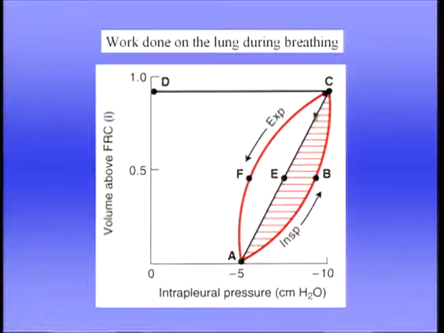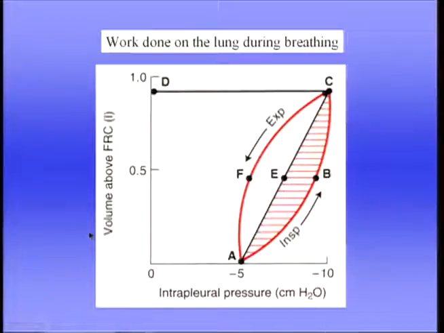would be determined by the compliance of the lung. As the volume increased, the intrapleural pressure would fall, and if there was no airway resistance, the work done on the lung would be indicated by the area of this trapezoid, 0, A, E, C, D, 0 here.